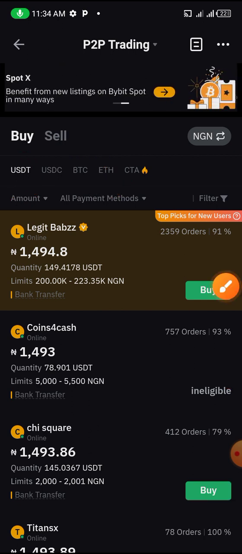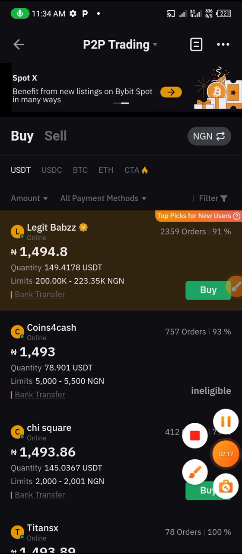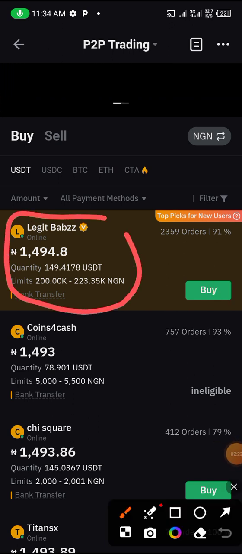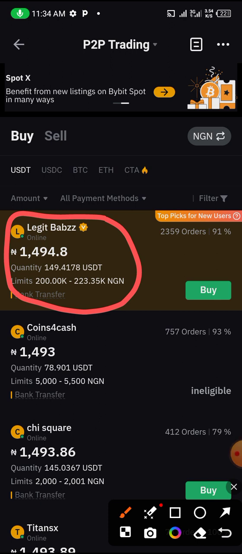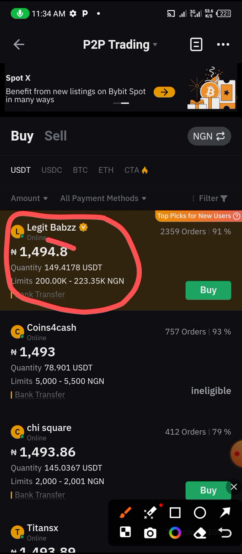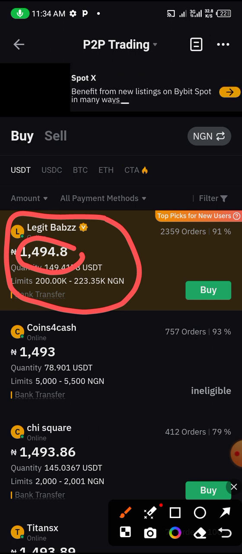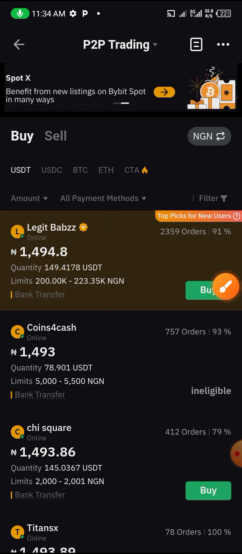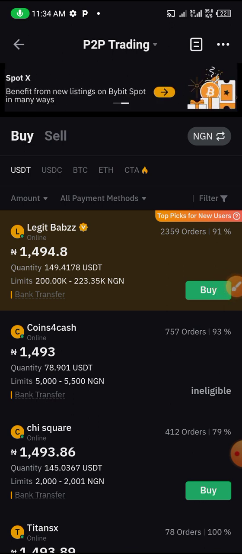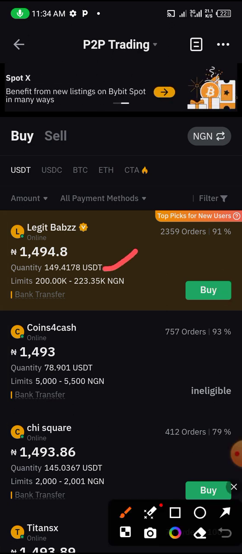Now let me explain this part. This particular first person I'm seeing now wants to sell his coin. He wants to sell his USDT, and the price he is selling is 1,494 naira per dollar. Okay, and the quantity he has is up to 149.417 here now. This is the quantity he has for sale.